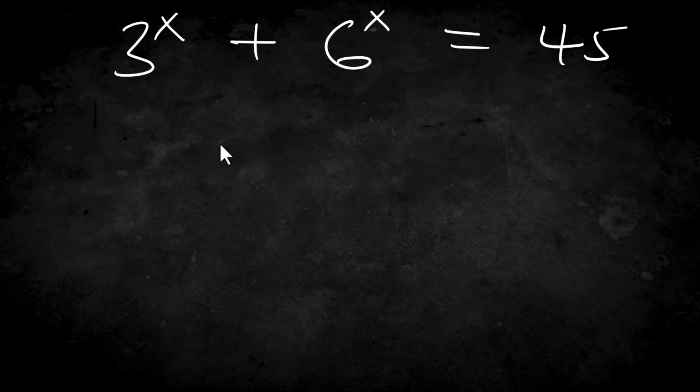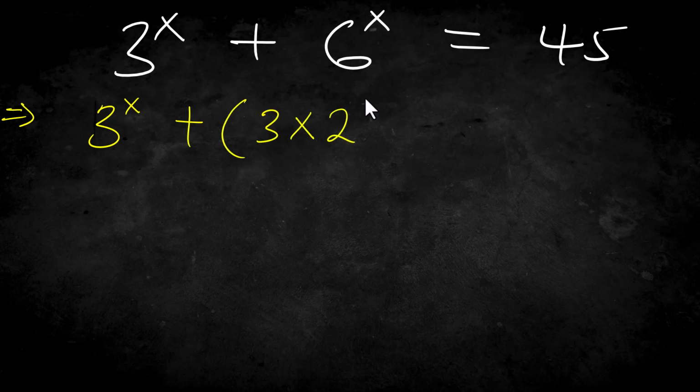Now let's solve for x here. Okay, now we are given 3 raised to x plus 6 raised to x equals 45. From here we can write this as 3 to the power x plus, so 6 is the same as 3 times 2. Okay, so raised to x.